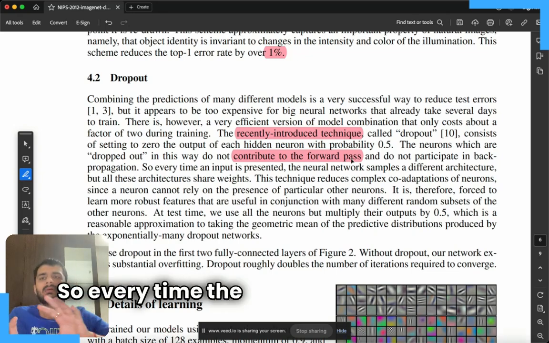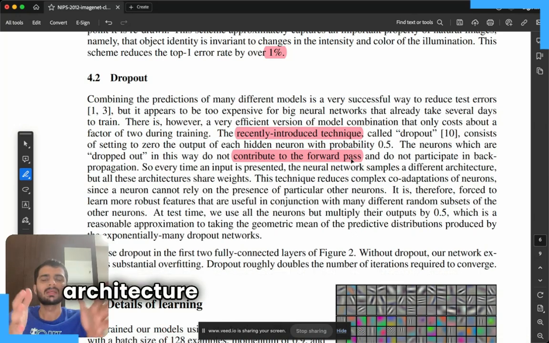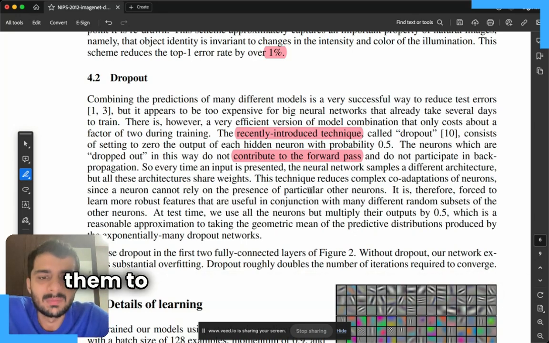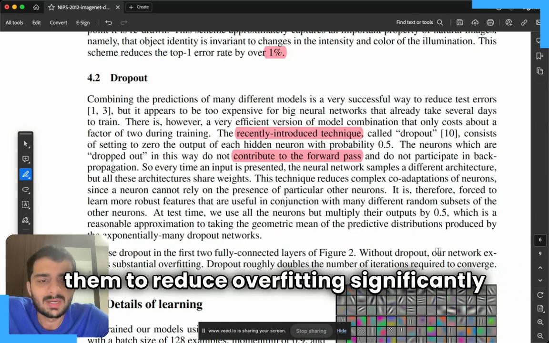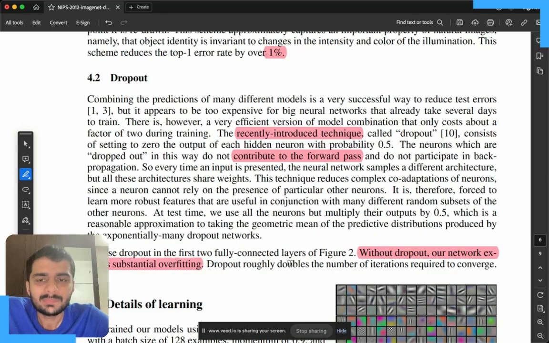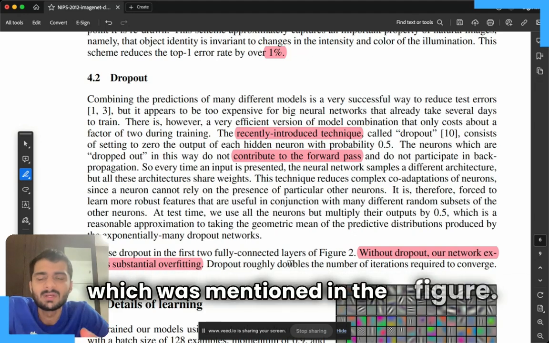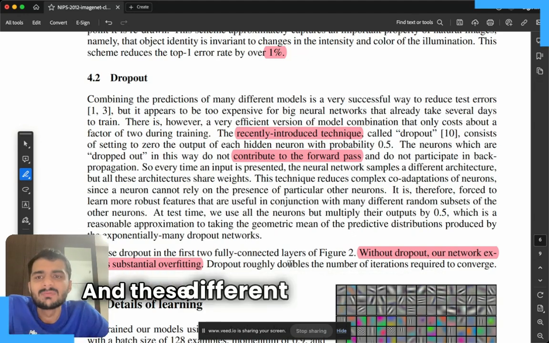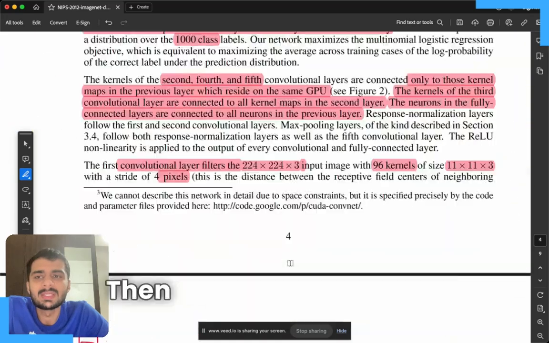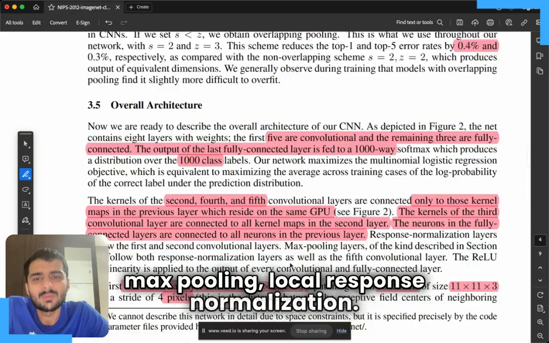So every time the input goes to the network, it essentially sees a different architecture in front of it, and that helps to reduce overfitting significantly. Without dropout, our network exhibits substantial overfitting. Okay, so this was the overall architecture which was mentioned in the figure, and these different tricks, dropouts, data augmentation for reducing overfitting. Then they have used ReLU, max pooling, local response normalization.